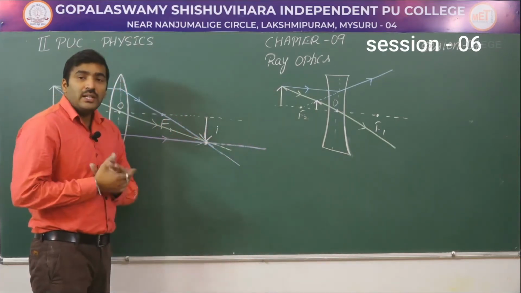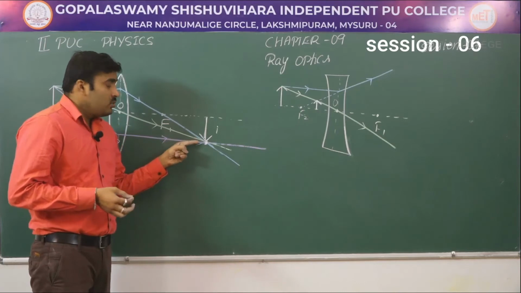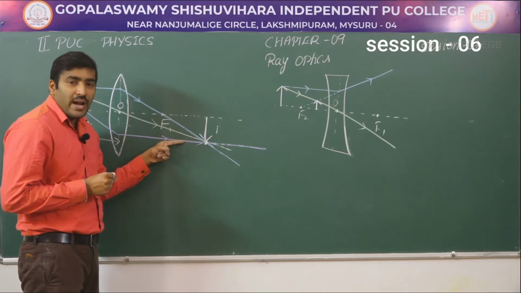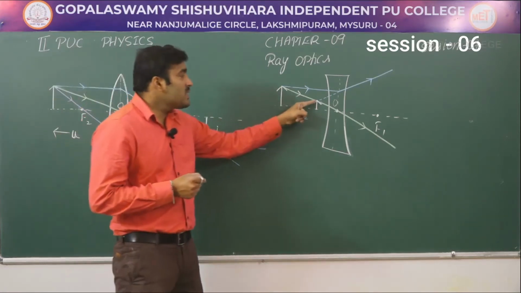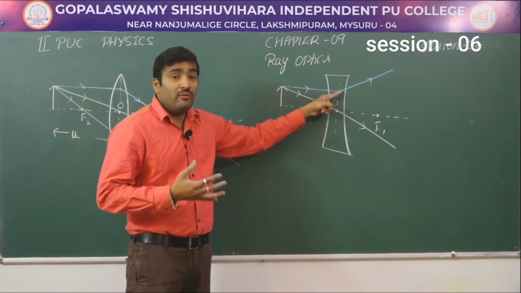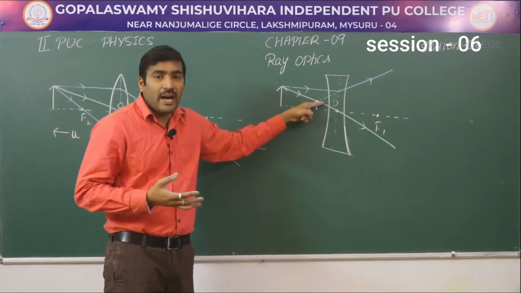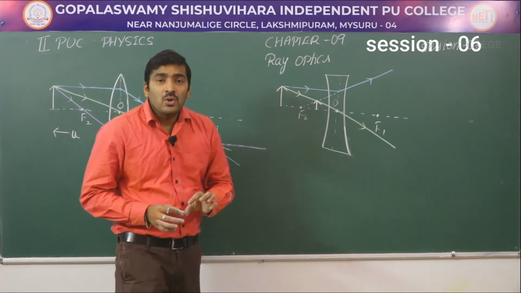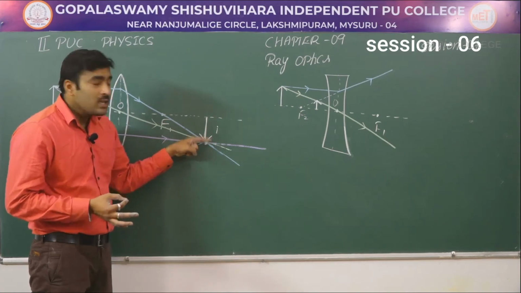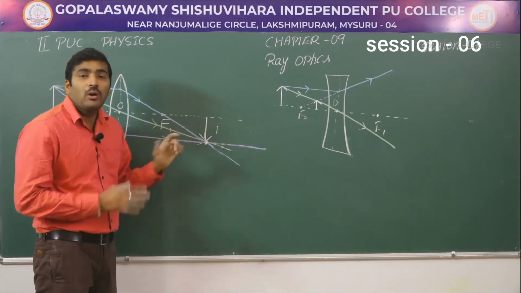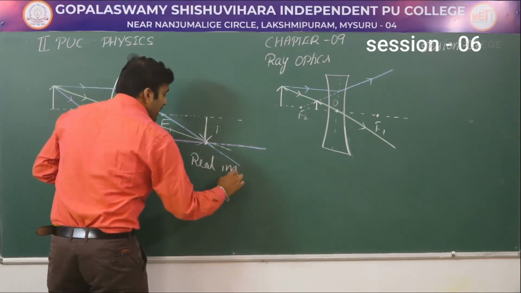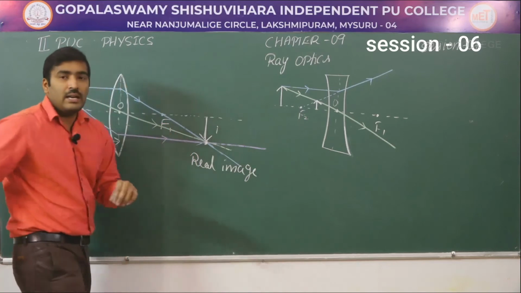But this image is an inverted image, and this image is formed due to the intersection of three refracted rays. But this image is not actually formed by the intersection of rays. We have traced it back. So an image which is formed due to the actual intersection of refracted rays, this type of image is called a real image, okay? So this image is a real image.